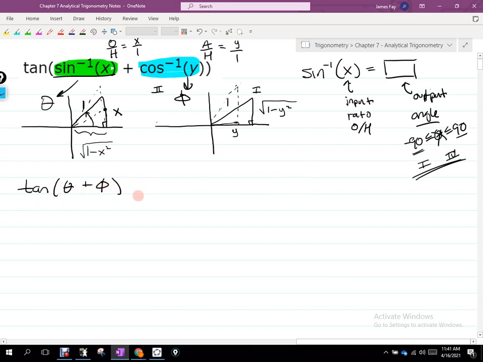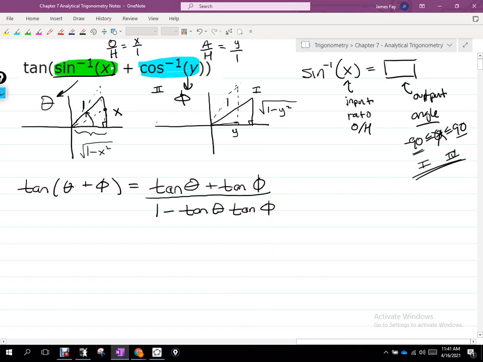So you would then reference back to your reference sheet or whatever, and you find out that the tangent of two angles being added together is the tangent of the first angle plus the tangent of the second angle divided by 1 minus the tangent of the first angle times the tangent of the second angle. That's the tangent sum formula.